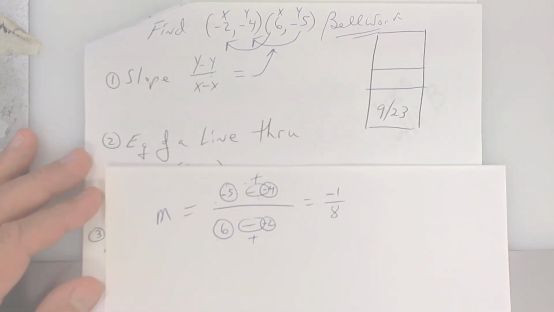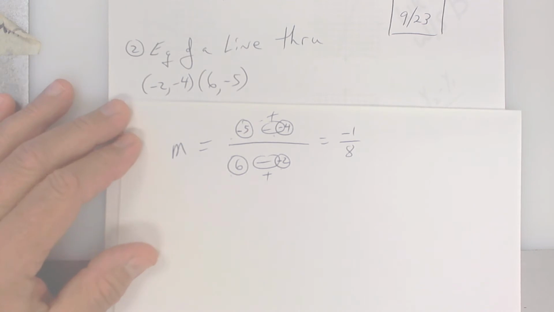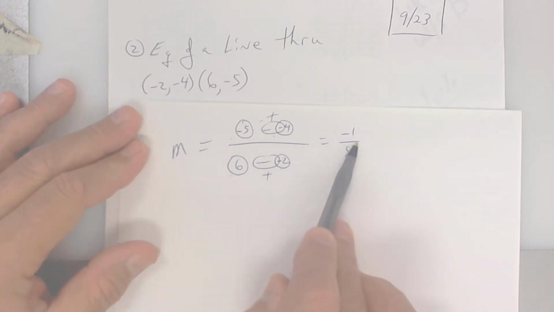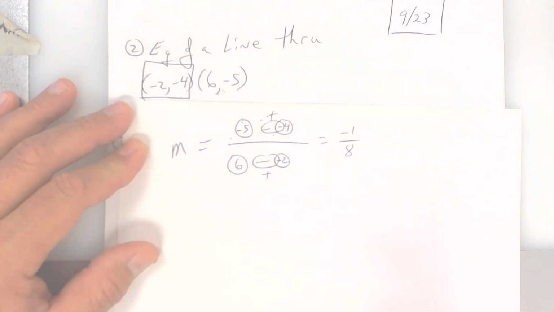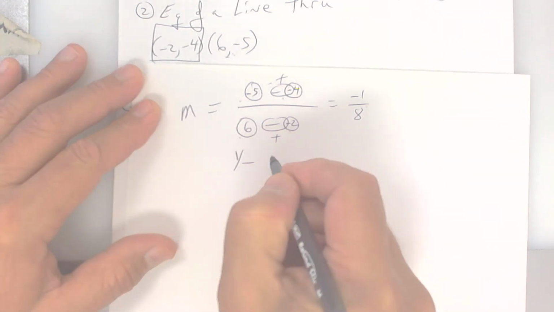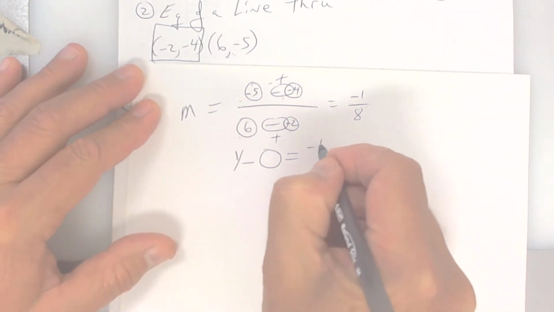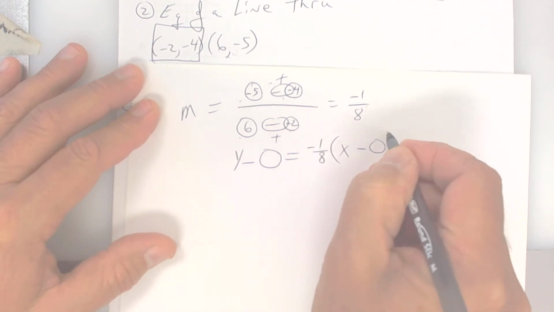Okay? Now it says find an equation of that line. Okay, well, we have the slope. Now you got to use one of these points. I want you to use the first point. It doesn't matter, but I want you to do it so we all do it the same way. So it's y minus my y equals my slope, and then x minus my x. Write that down.